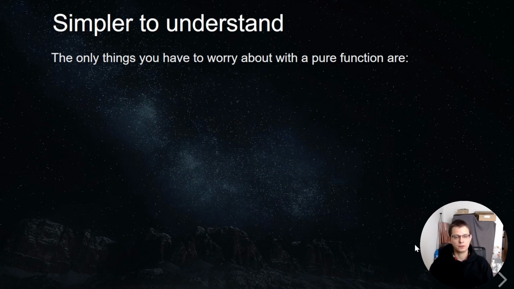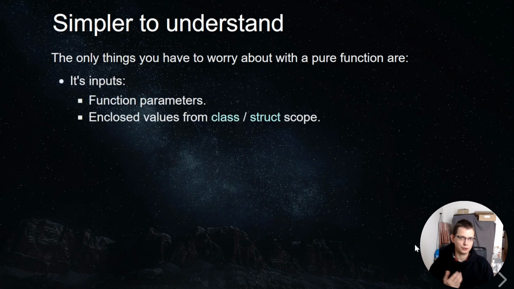Okay, so let's talk about how pure functions make the code simpler to understand. Basically, they do that because with pure functions, you only have two things to worry about. It's inputs. The inputs can be either the function parameters that come to the function, or we can also access values from the class or struct scope. And the output that the function produces.